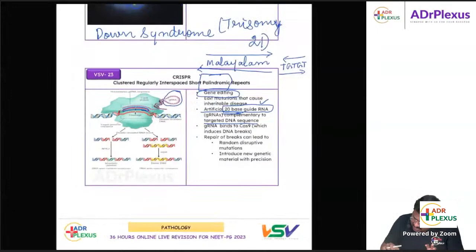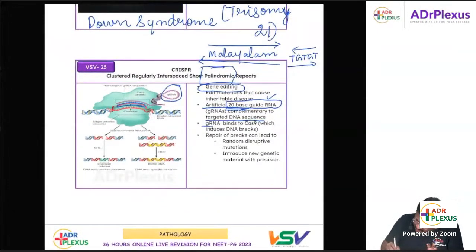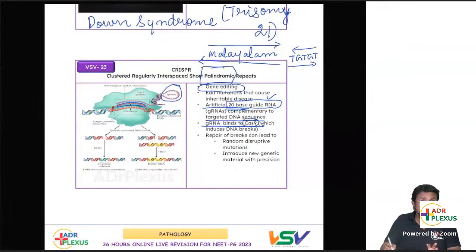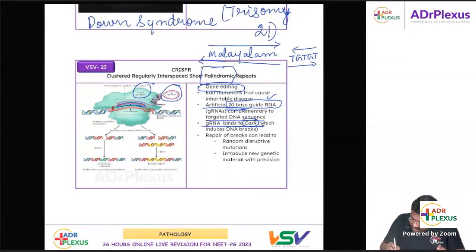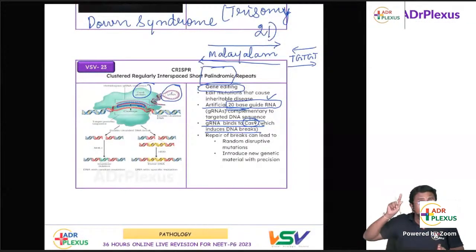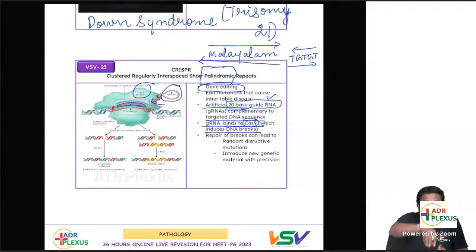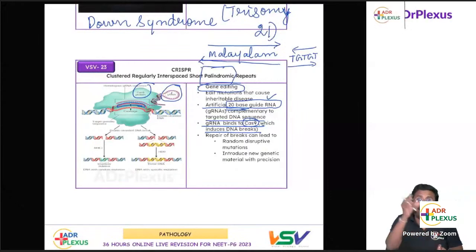But this gRNA will be binding to another protein called Cas9. Please remember Cas9. What is the function? This gRNA will be attached to the Cas9 protein, and this Cas9 protein will induce a DNA break. The guided RNA will tell you that only this area you have to bind. This is the damaged or mutated DNA. Only this gene has to be edited. Like that, the guided RNA will go and bind to it.